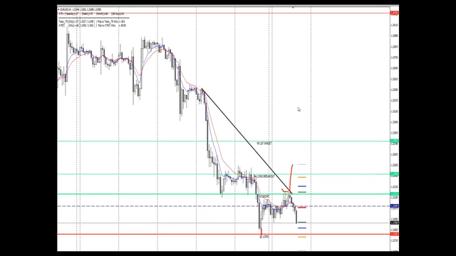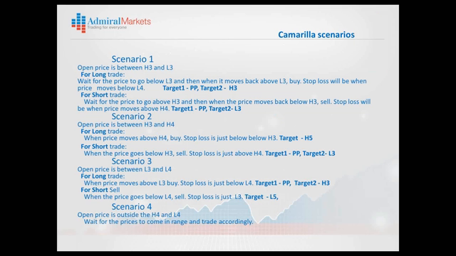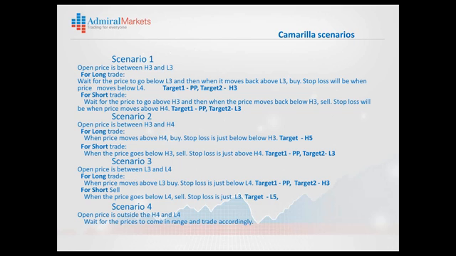Okay, let's talk now about the second scenario. The open price is between H3 and H4. For a long trade, when the price moves above H4, buy. Stop loss is just below H3. Target is H5. For a short trade, when the price goes below H3, sell. Stop loss is just above H4. Target is the pivot point and the second target is L3.